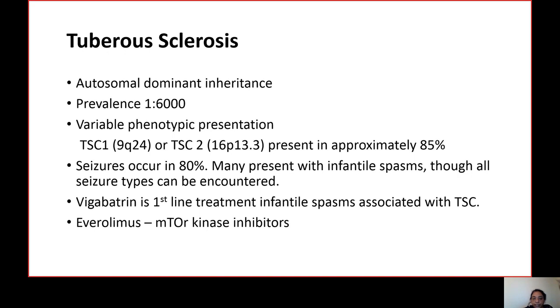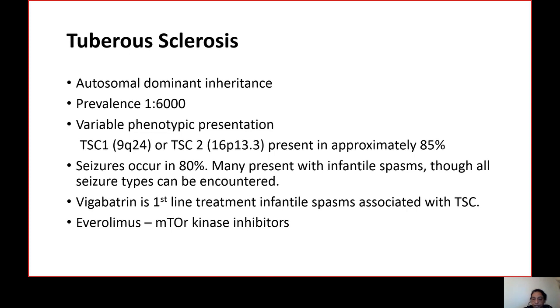And now the latest treatment is everolimus, an mTOR kinase inhibitor that is registered with the FDA in the US, especially when these patients develop SEGAs, the subependymal giant cell astrocytomas. It reduces the astrocytoma, and recently they have tried it on seizures and found good results. But everolimus has other side effects.